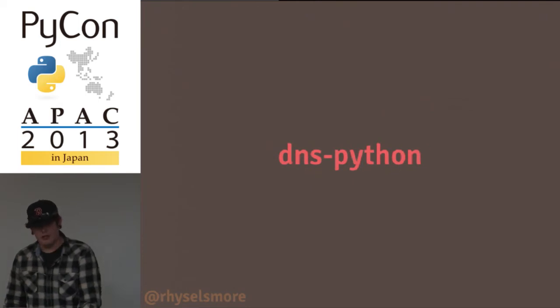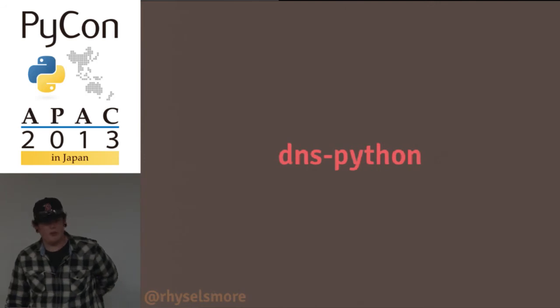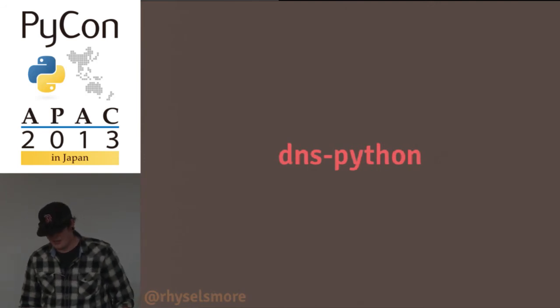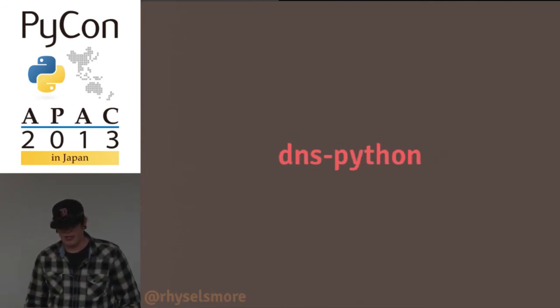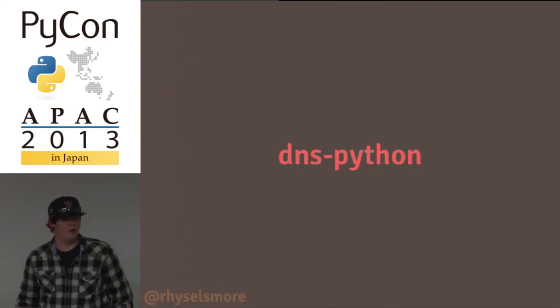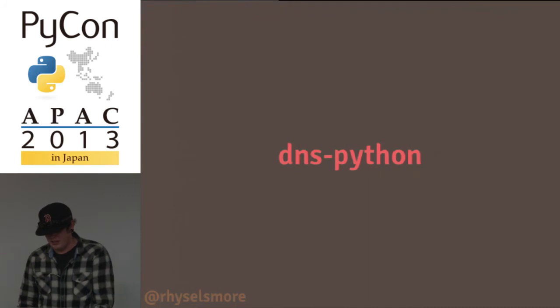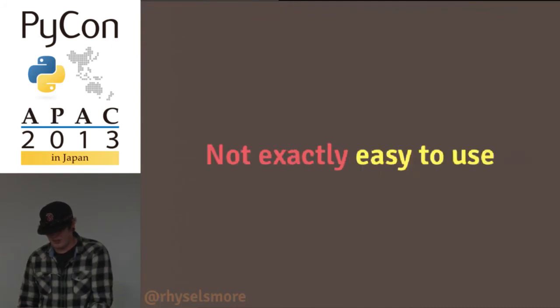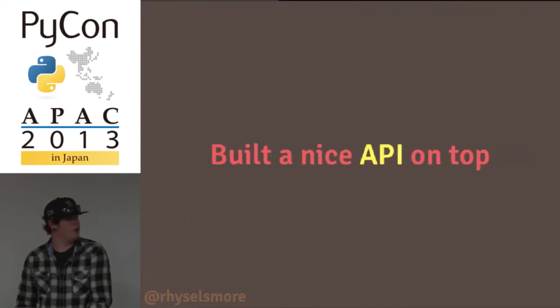In my role at Heroku, I make use of DNS lookups fairly often to find out what's wrong with customers' setups. And I found that shipping DNS Python code around was becoming an absolute nightmare. The amount of boilerplate code that you have to get it up and running is pretty big. So it's not easy to use. I found myself Googling for the docs a fair bit. So I ended up building a nice API on top.